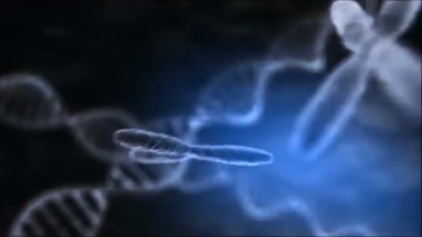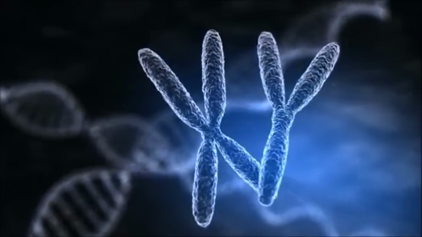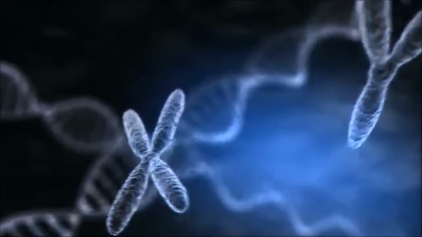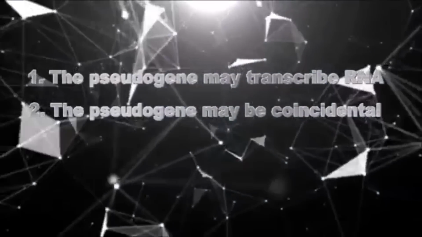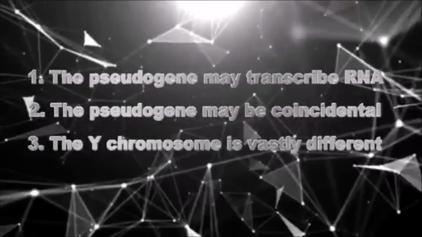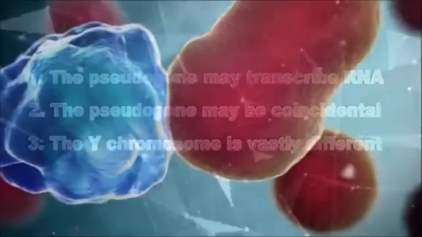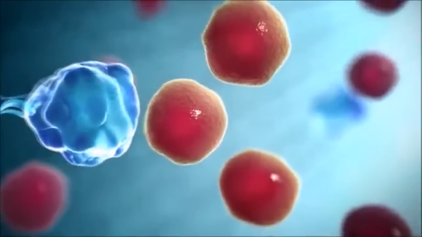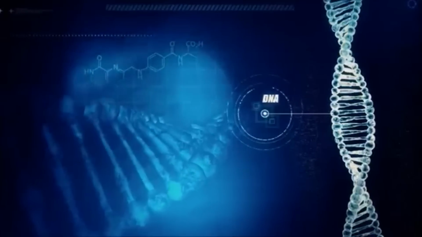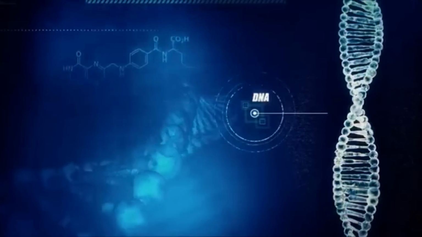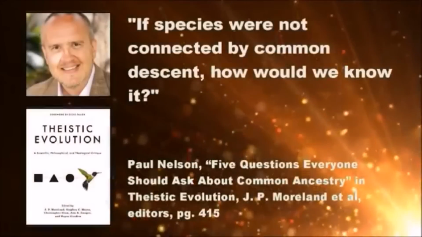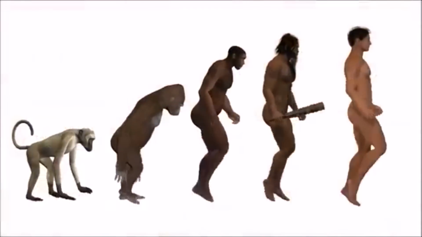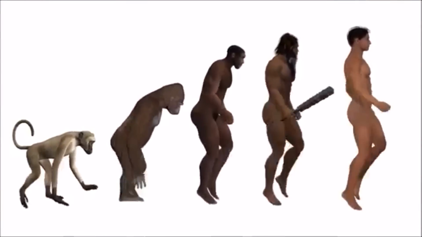Next. "Finally, consider that the human Y chromosome differs drastically in sequence and content from the chimp Y chromosome. Now, if similarity in the vitamin C pseudogene counts as evidence for common ancestry, shouldn't the drastic differences in the Y chromosome count as evidence against? It seems that for evolutionists, similarities count as evidence for universal common descent, but differences do not count against it. This has led Paul Nelson to ask, if species were not connected by common descent, how would we know it? Evolutionists apparently leave no room for the theory of common descent to be falsified."